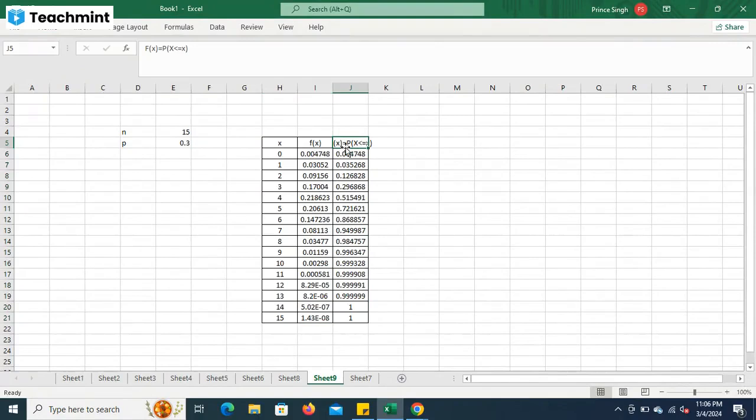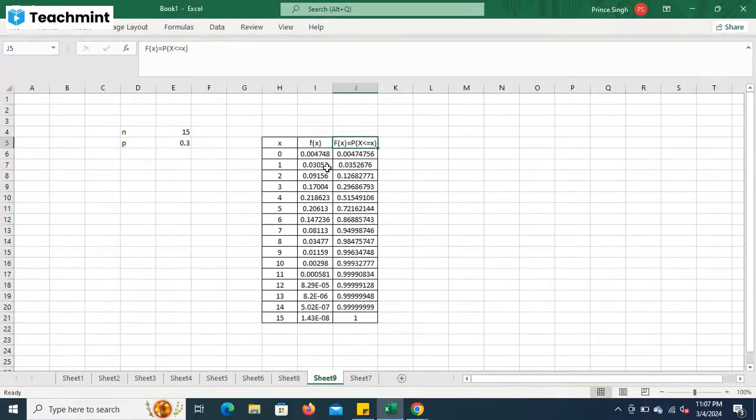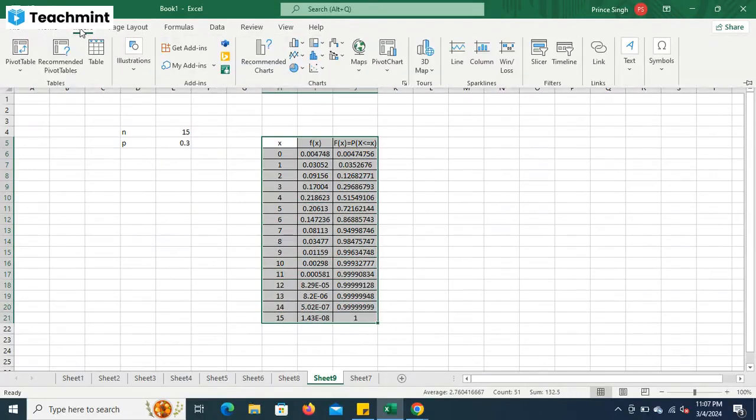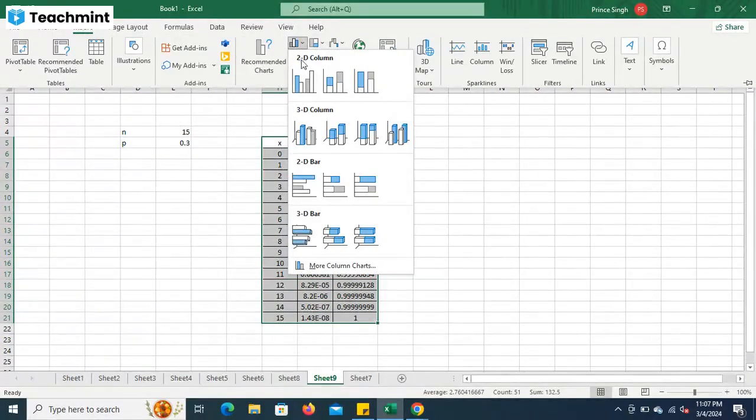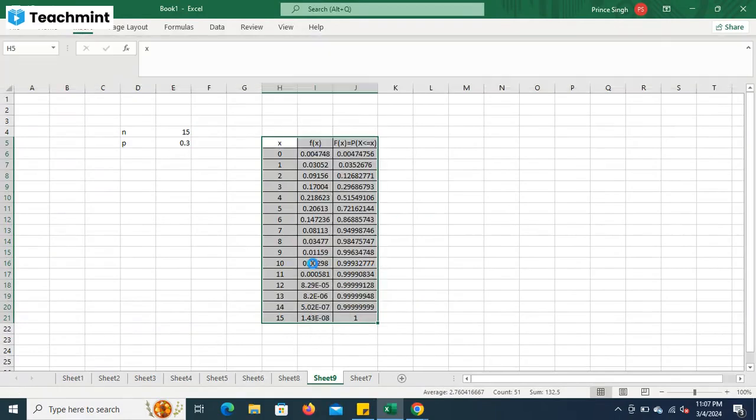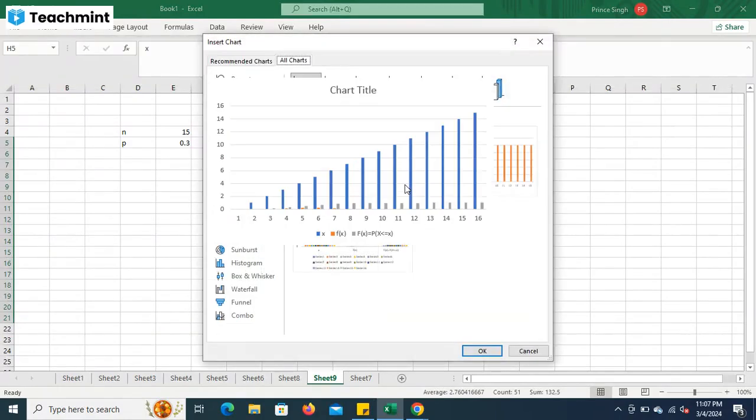After this, if I need to plot the graph of the cumulative distribution function, probability distribution function for this value of x, what I need to do is select this data and go to the Insert option. Here I need to consider the option of a 2D column, but instead of this, I'm going to use the more column chart. When I click on that, we have options here.